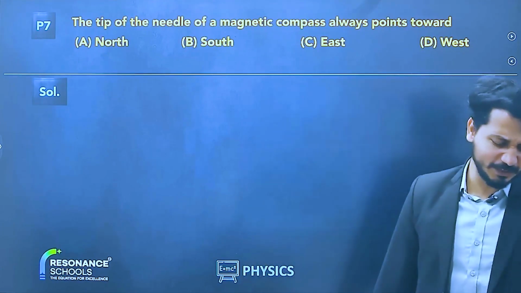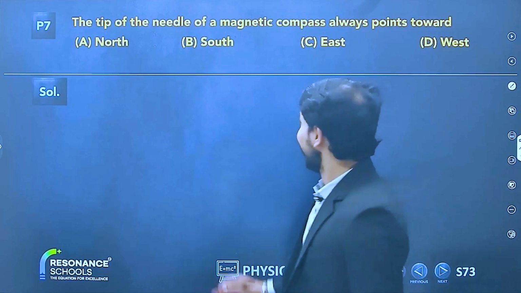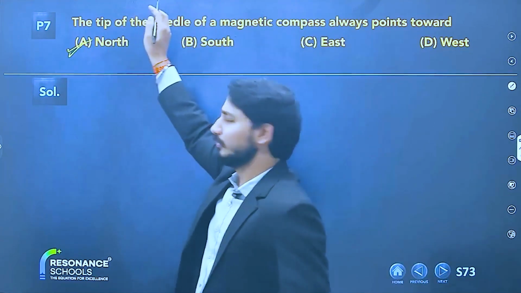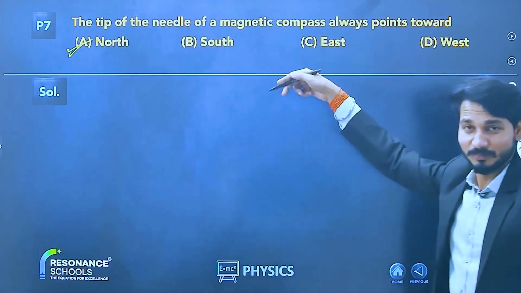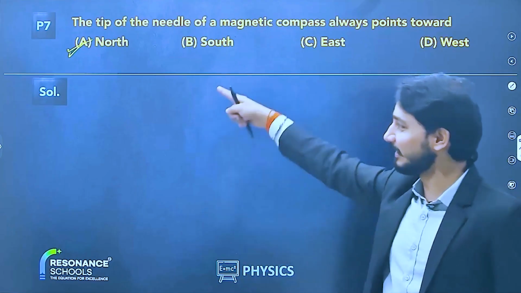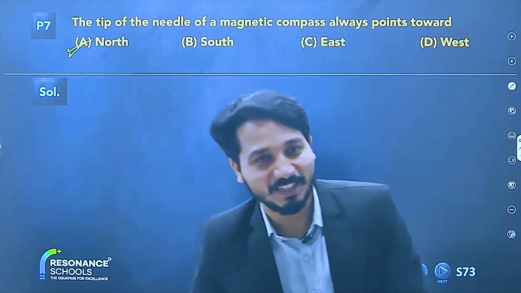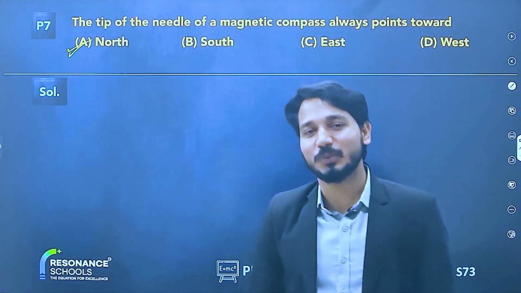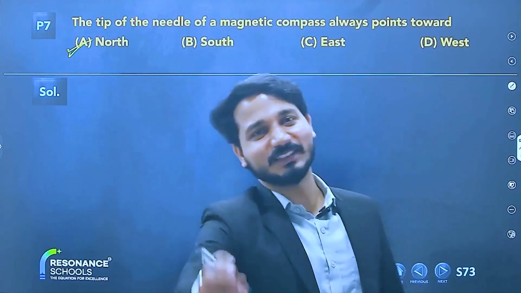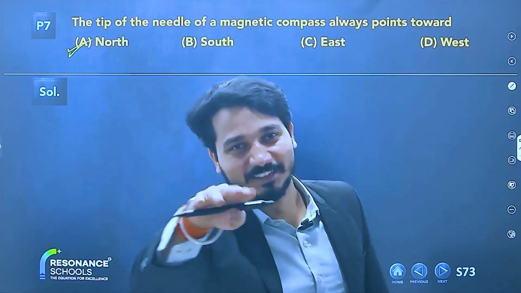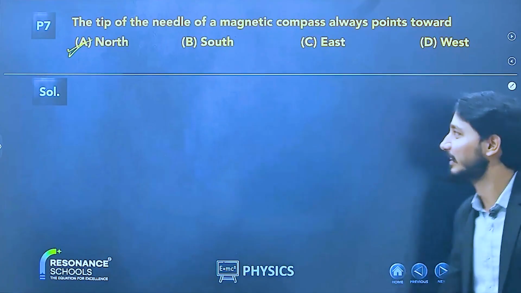So it's a very easy question, and obviously the needle of a magnetic compass, do you understand? Everyone? Yes, the correct answer is option A. North. The needle of a magnetic compass always points towards the north direction. If your answer is correct, plus 6. If it's wrong, minus 7.